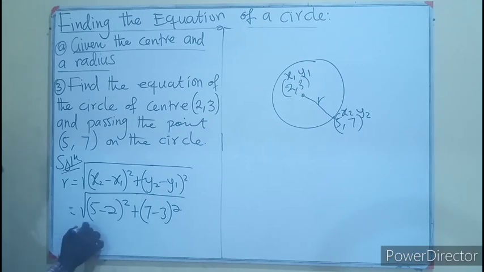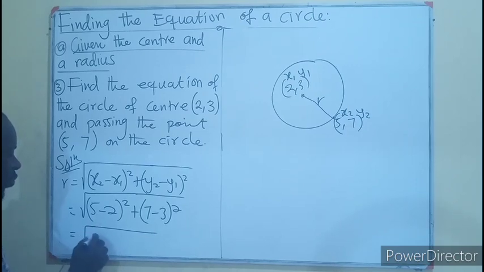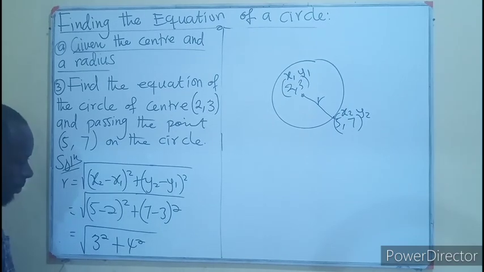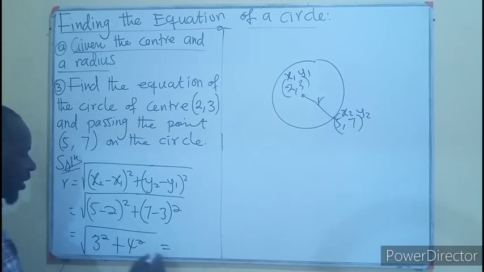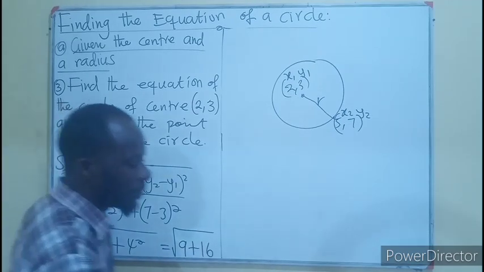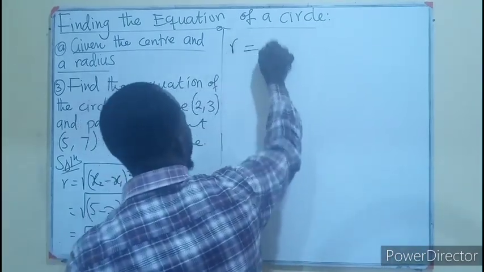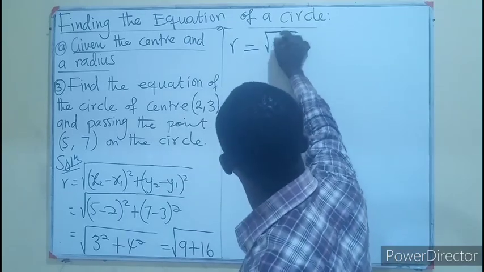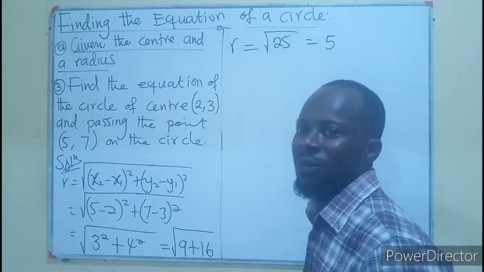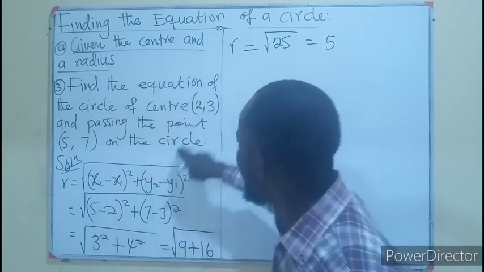The difference between 5 and 2 will be 3. So 3 squared plus the difference between these will be 4, 4 squared. We can still have that to be the square root of 9 plus 16. So the radius will be 9 plus 16 will be 25, meaning the radius of the circle is going to be 5. So now it means the radius has been derived, the center has been given to us.